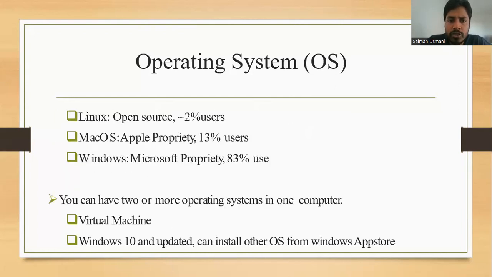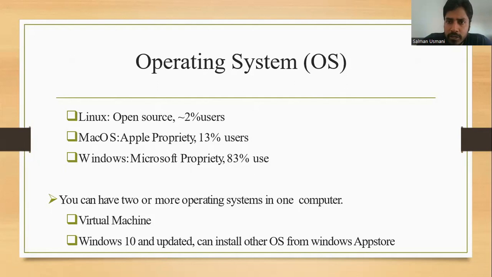And if we divide it, there are generally three kinds of operating system. One is Linux. It's open source, and around 2 to 3% of overall users use Linux. Then there is the Apple proprietary, which is the Mac operating system. Around 13 to 14% are Mac operating system users. And then Windows, that's the proprietary of Microsoft. Around 83% use that.